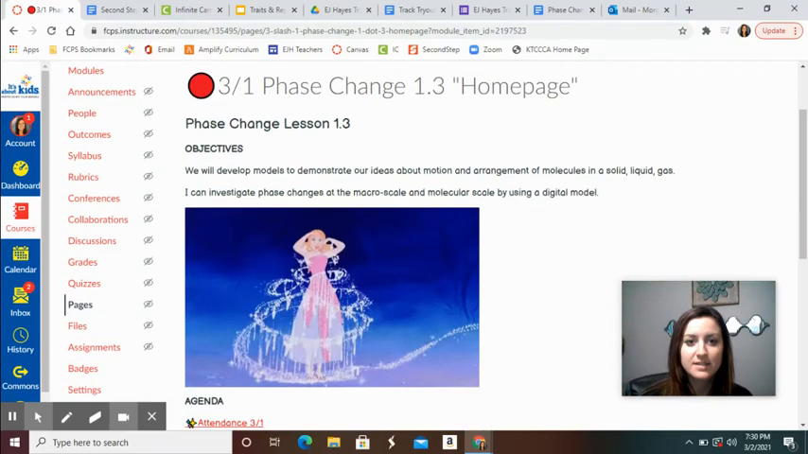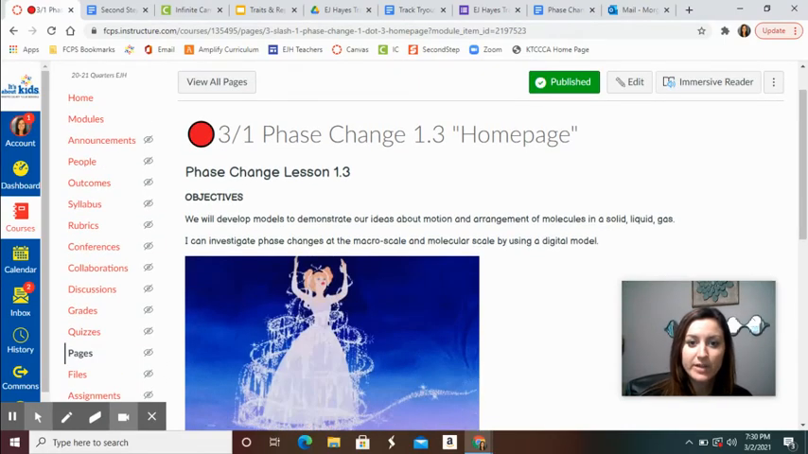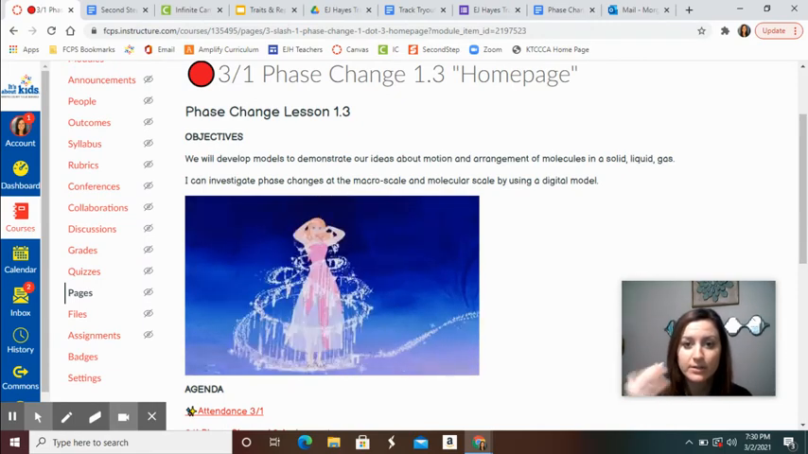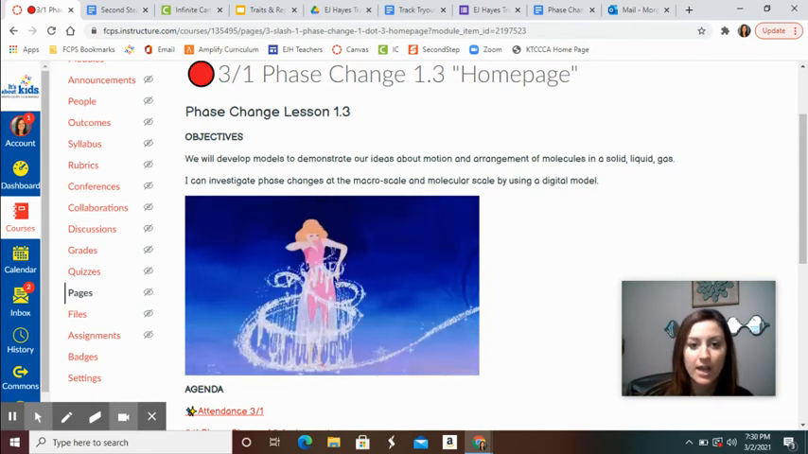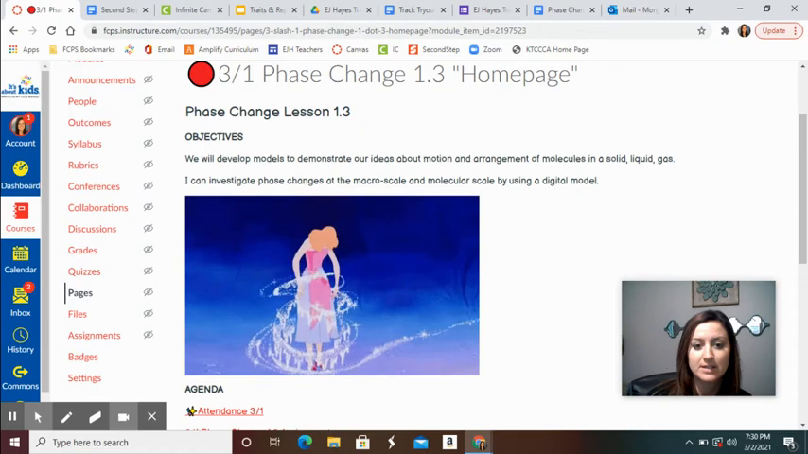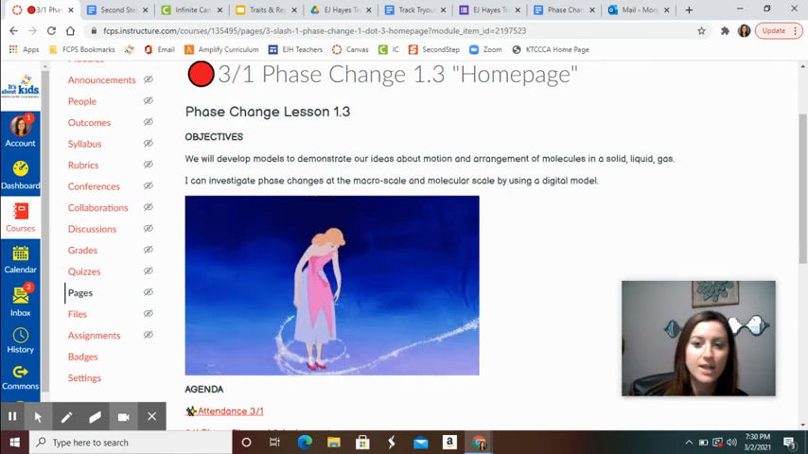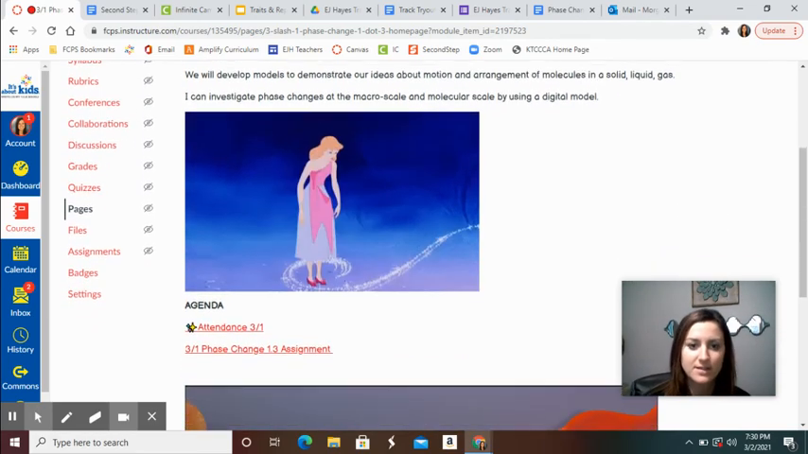Alright guys, this is the recording for phase change 1.3. What we're really focusing on is the different states of matter. We have our solid, liquid, and gas, but we're really looking into the molecules and how they are structured in these different phases, and how these phases change from one to another, like how a solid becomes a liquid and a liquid becomes a gas, and what causes that change.